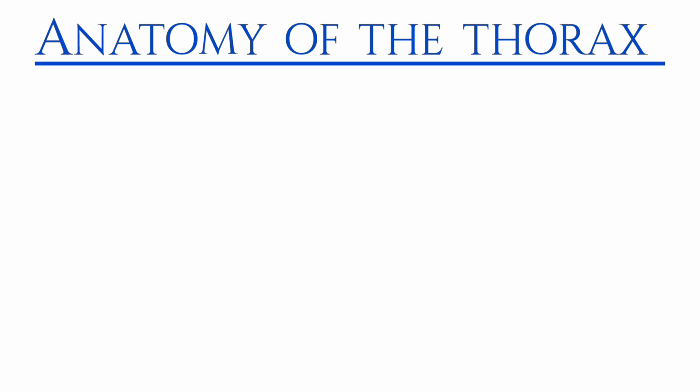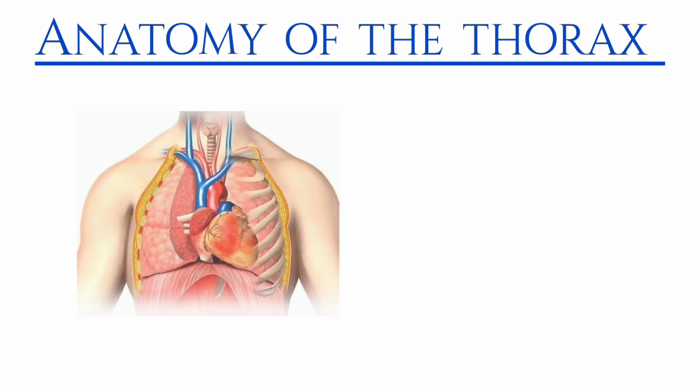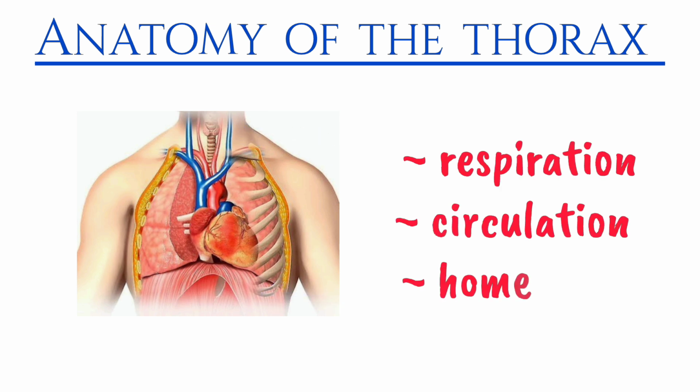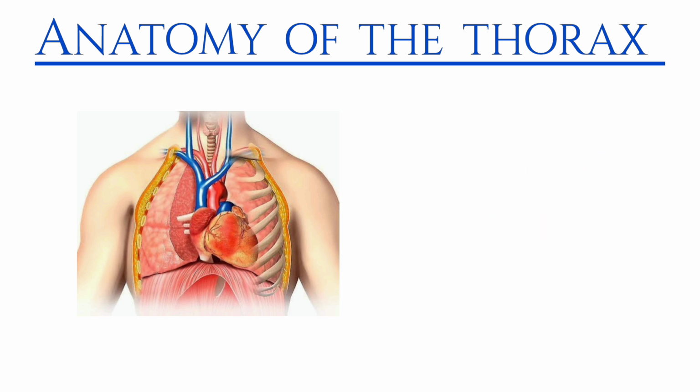The thorax is also known as the chest and it forms the superior portion of the trunk. It is positioned between the neck and the abdomen. This crucial anatomical region houses vital structures such as the heart, lungs, and neurovasculature, which supports respiration, circulation, and overall homeostasis. In this video, we explore the components, functions, and the anatomy of the thorax in detail.